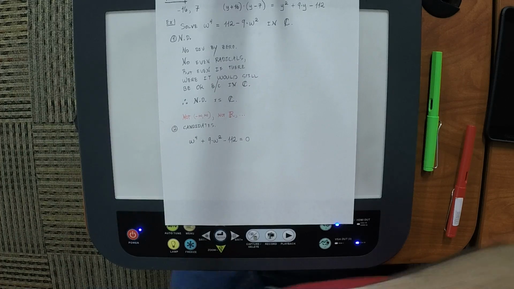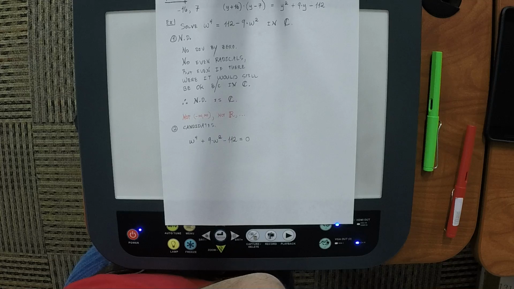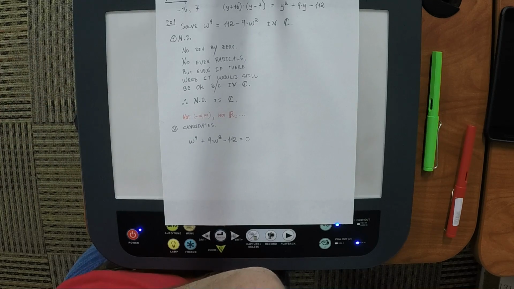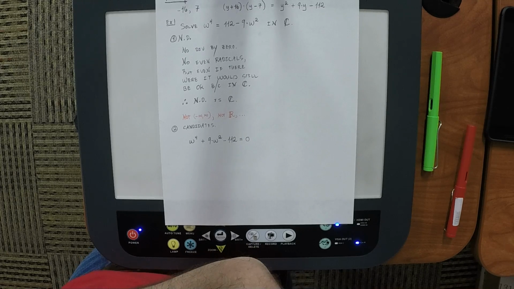Now, the reason why I'm doing that is that, up until we started talking about these interesting equations, we really only solved two kinds of equations. One of them that we solved was linear equations, things that look like 5 times x plus 3 is equal to 10.